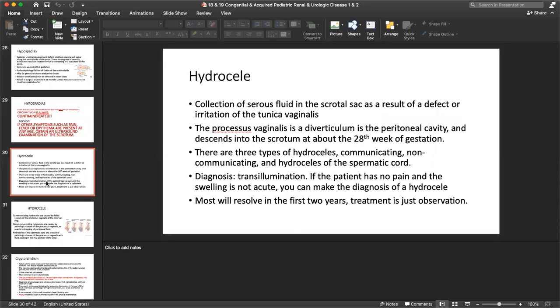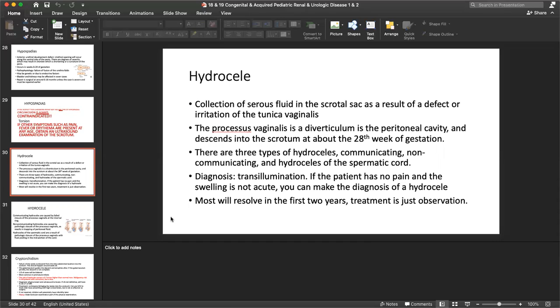Okay, hydrocele is going to be a collection of fluid in the scrotal sac. There's going to be communicating, non-communicating, and ones of the spermatic cord. And the diagnosis is going to be transillumination. So the patient has no pain, and the swelling is not acute. You can make the diagnosis of hydrocele. It usually resolves in the first 2 years, and treatment's just observation.